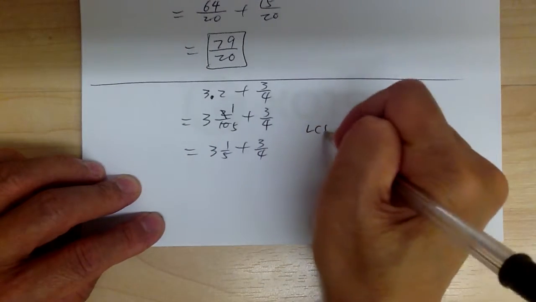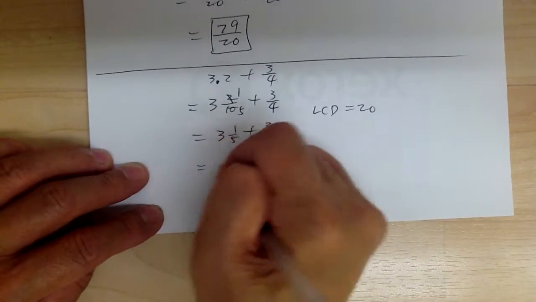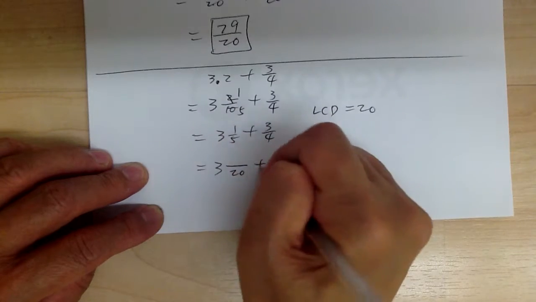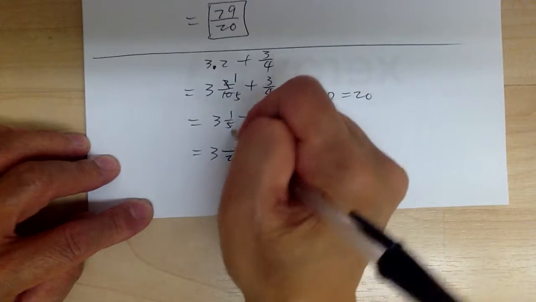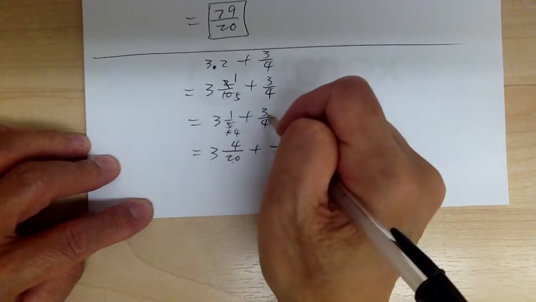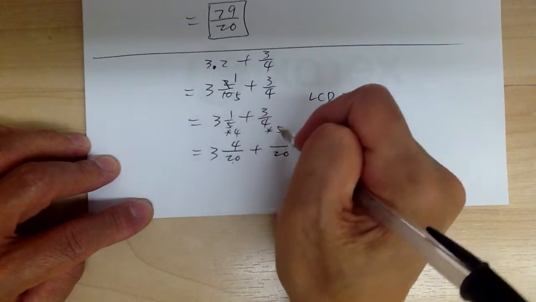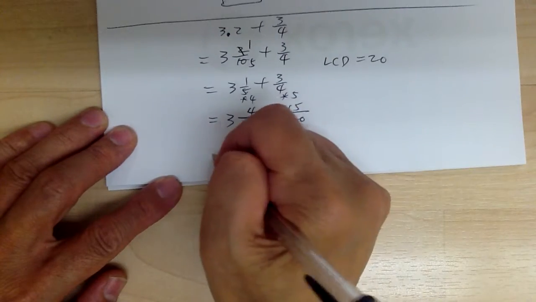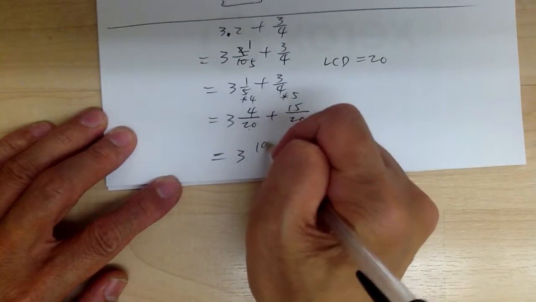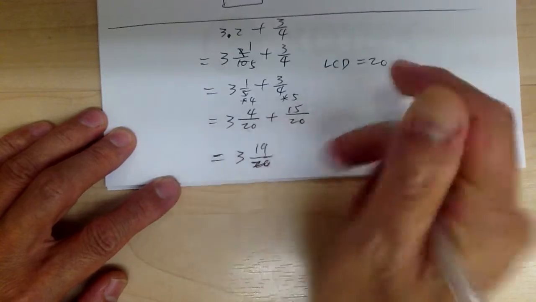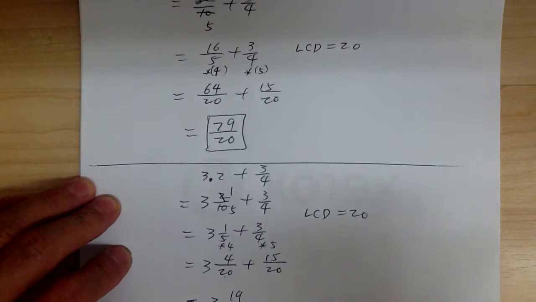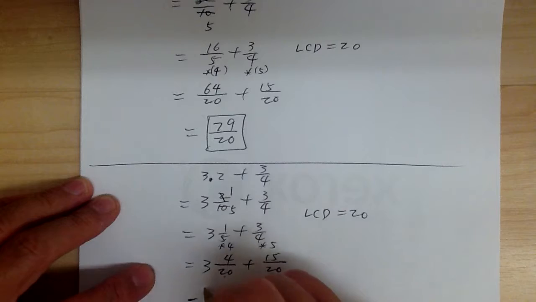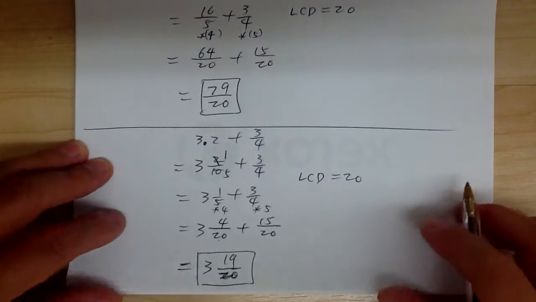So now your LCD equals 20. So this is equal to 3 and something over 20 plus something over 20. Okay? So again, from here to here, you need to multiply by 4, so you get 4. From here to here, you need to multiply by 5, so you get 15. And so when you add, you get 3 and 19 over 20. Okay? So you can use any one of the methods, whichever is easier for you. If the problem does not ask you to do a certain way, you can feel free to pick and choose which one you want.